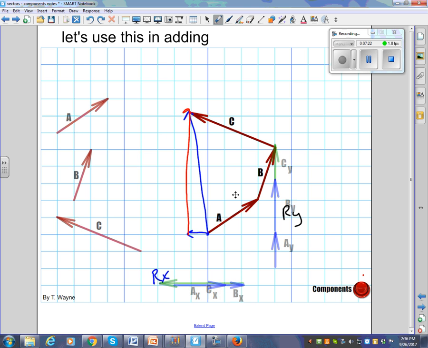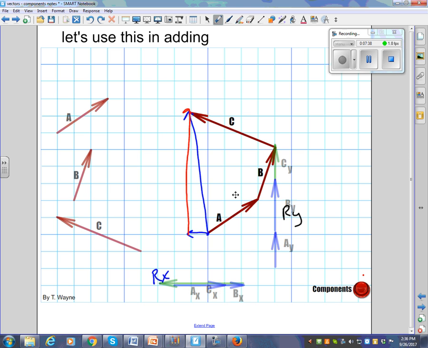What is the advantage to putting it as a right triangle? Exactly, you can use Pythagoras. You don't have to use a ruler, you don't have to use a protractor. So it is pretty neat, right?